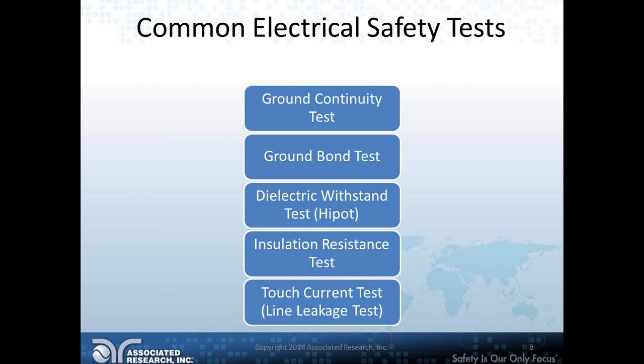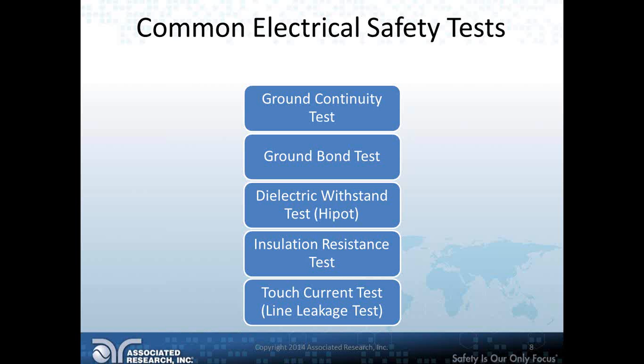And of course, we did cover insulation resistance tests in the past, not in that much detail, but we will be going over this today. And also we touched a little bit on the touch current test. The next few webinars that we're going to be presenting are actually focused on just touch current or line leakage testing, so do join us for those.